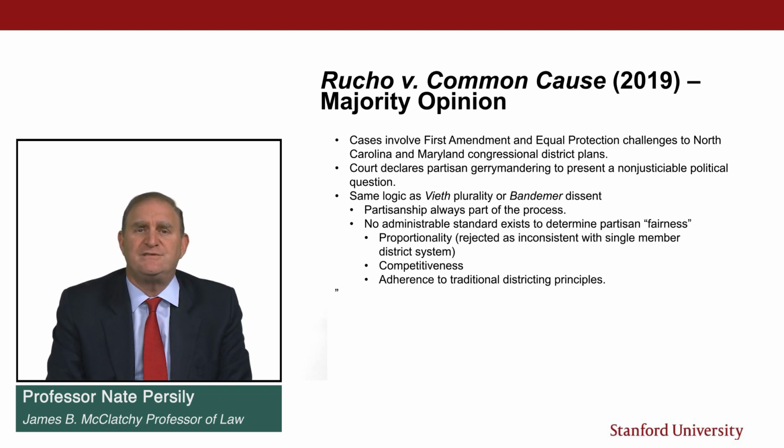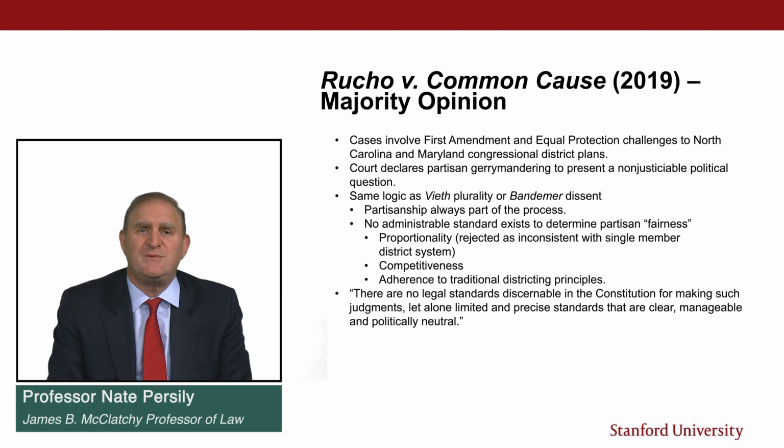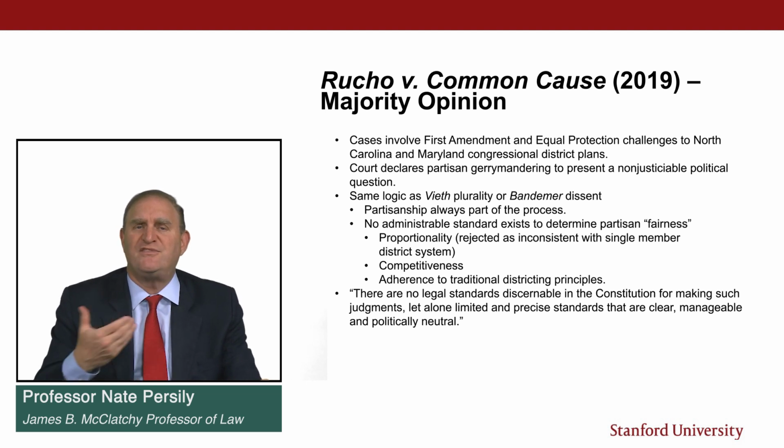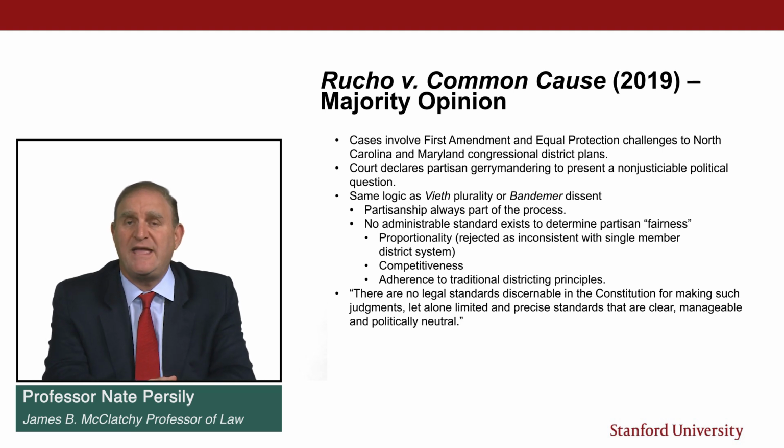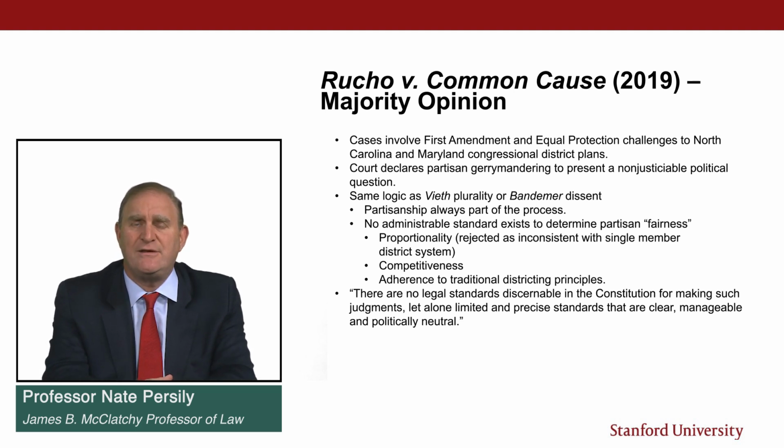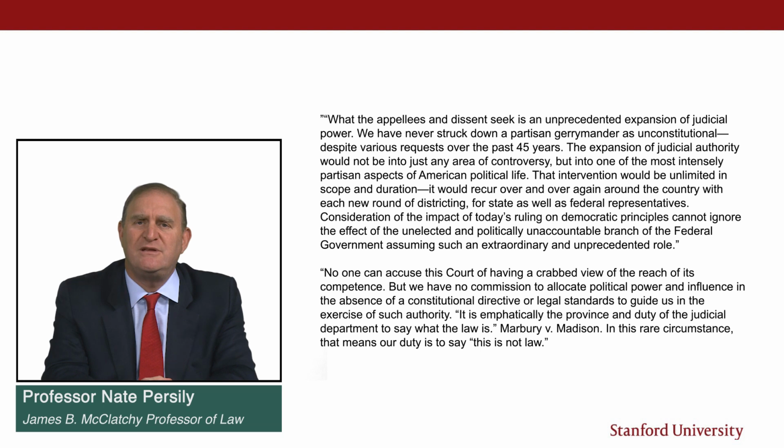There's no legal standards discernible in the Constitution for making such judgments, let alone limited and precise standards that are clear, manageable, and politically neutral. And so Chief Justice Roberts sounds in the same language of Justice Felix Frankfurter in those earlier cases dealing with one person, one vote, where he warned about the dissent in the political thicket and the absence of any administrable standard for malapportionment. But Chief Justice Roberts goes further and says that, in the language of someone like Justice Frankfurter, what the appellees in the dissent seek is an unprecedented expansion of judicial power.